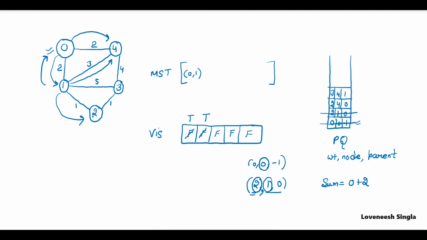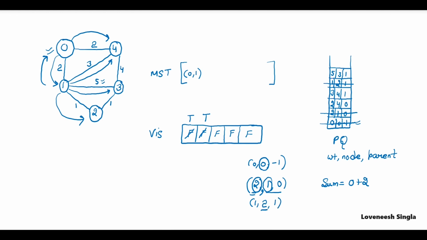And from 1 we can move to 2 with weight 1. So we will insert 1, 2, and parent is 1. From 1 we can move to 3 also. So we will insert 3 also in this priority queue, and the weight will be 5, this 5, 3, and parent will be 1. Now from this priority queue, we will take out another element with minimum weight, that is now this 1, 2, 1.